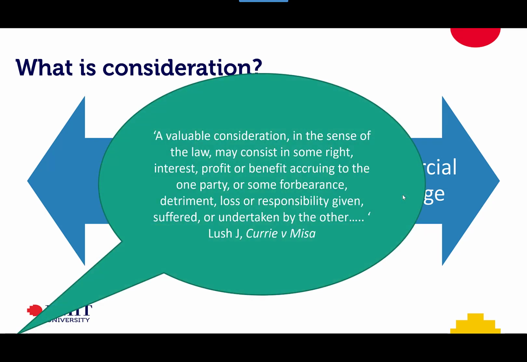So the preeminent case here comes from Justice Lush in Currie v Misa. A valuable consideration in the sense of the law may consist in some right, interest, profit or benefit accruing to one party, or some forbearance, detriment, loss or responsibility given, suffered or undertaken by the other. So this idea that if you get something, you give something. If you give something, you get something.